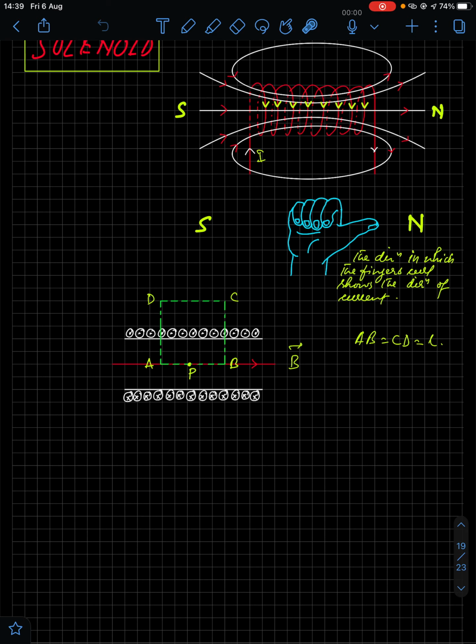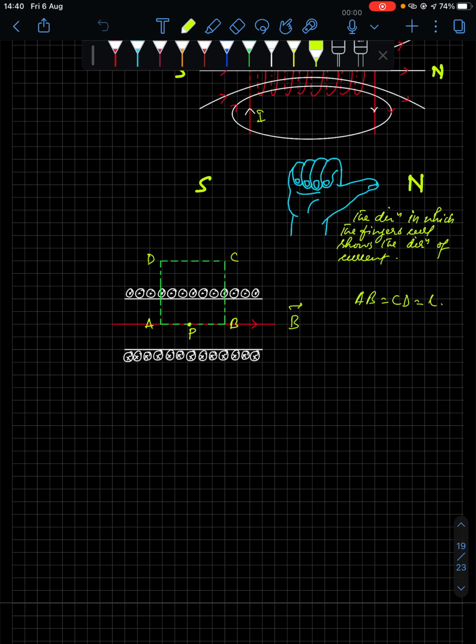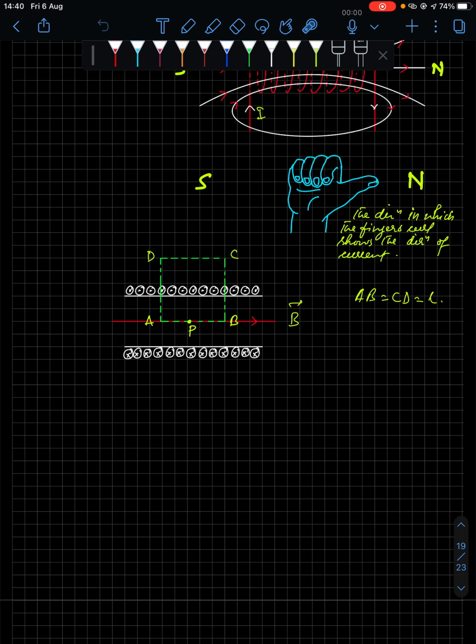Now we consider a small section ABCD, where P is a point at the center of the solenoid. The length of AB and CD is, say, L, which we have written over here. Now if you apply Ampere's circuital law, because we apply Ampere's circuital law in case of a closed path, here ABCD is a closed path.